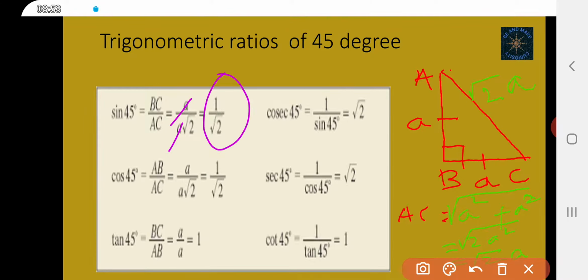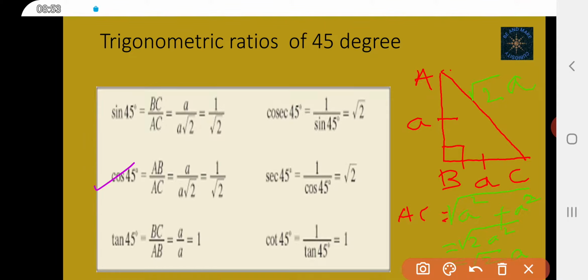And you know that cosec 45 degree is reciprocal of sine 45 degree. So reciprocal of 1 by root 2 is root 2 by 1, or you just write root 2. Okay.